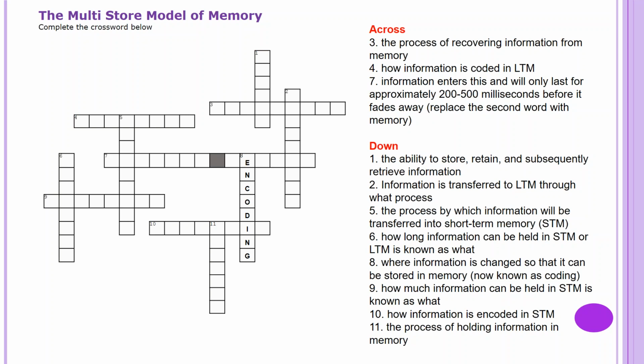Okay, welcome back. So, 1 down is memory. 3 across is retrieval. 2 down is rehearsal. 4 across is semantic. 5 down is attention. 7 across is sensory memory. 8 down, obviously we've given you, is encoding. 6 down is duration. 9 across is capacity. 10 across is acoustic. And 11 down is storage.